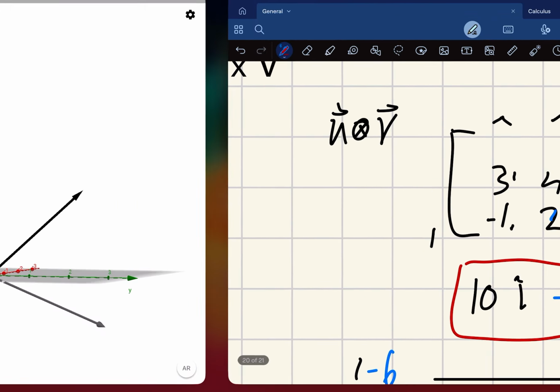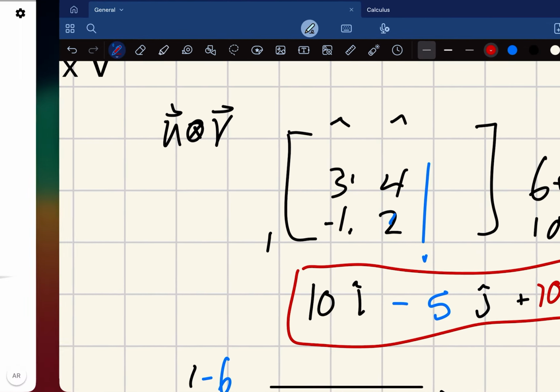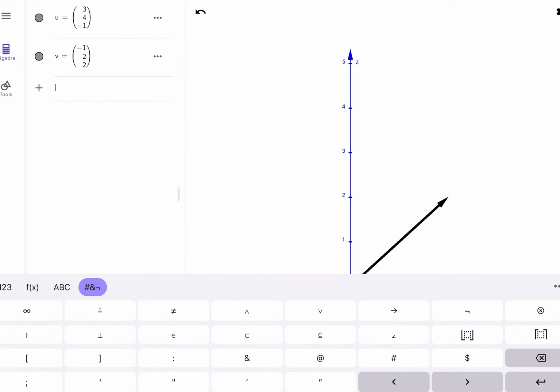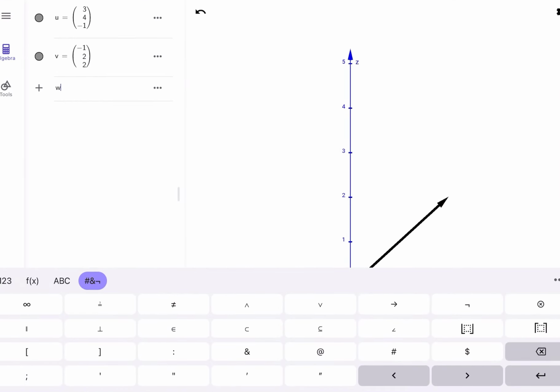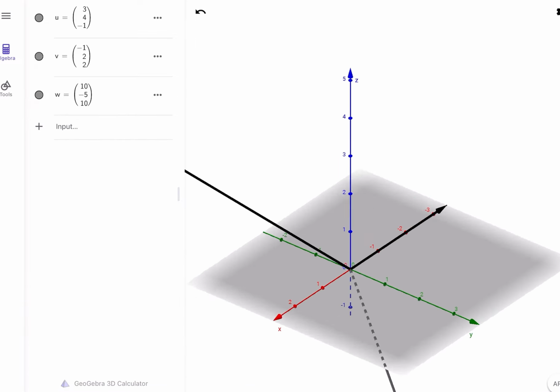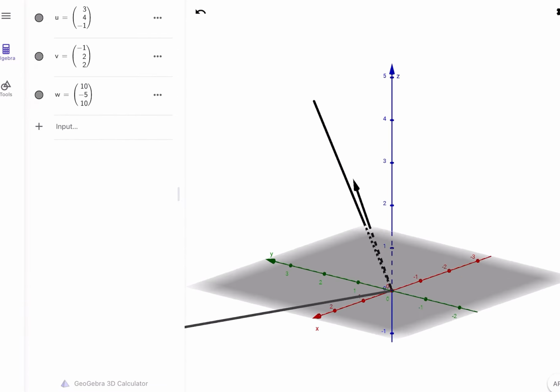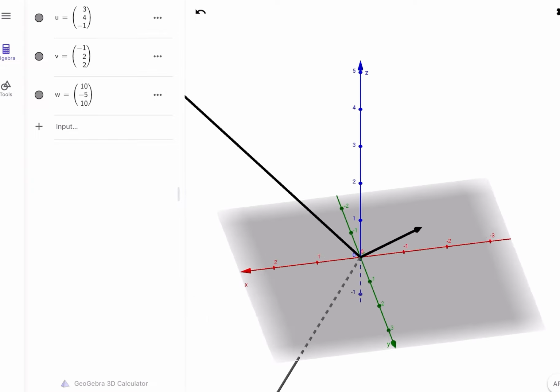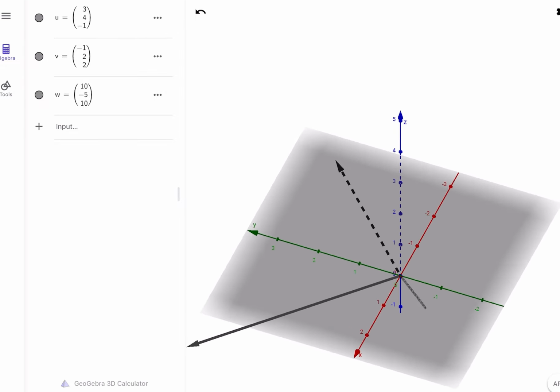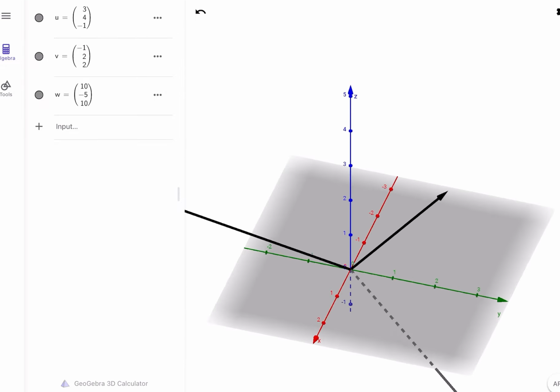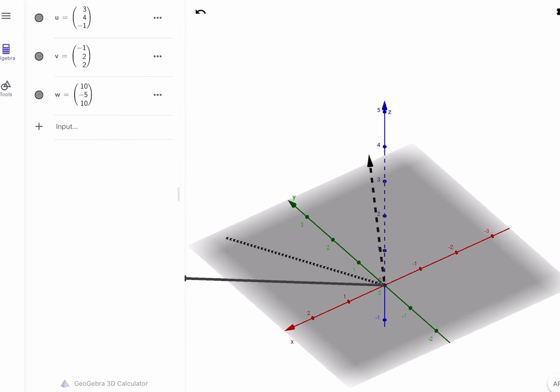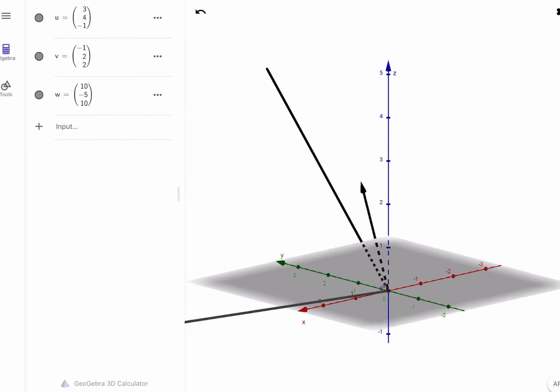Now, let's graph this vector, 10, comma, negative 5, comma 10. So we will graph this as vector w, which is equal to 10, comma, negative 5, comma 10, which, as you can see, is going very far away and is perpendicular to both of these vectors. The direction of this is perpendicular to both of these other vectors.